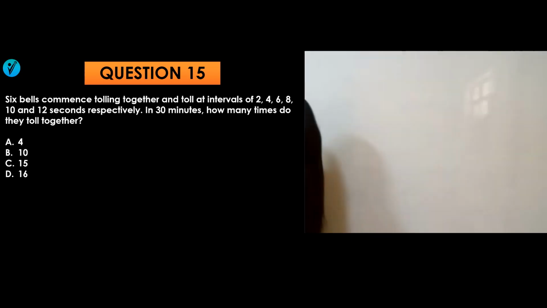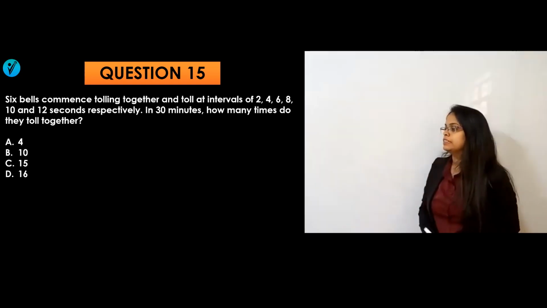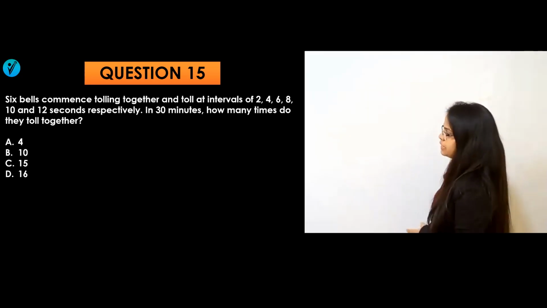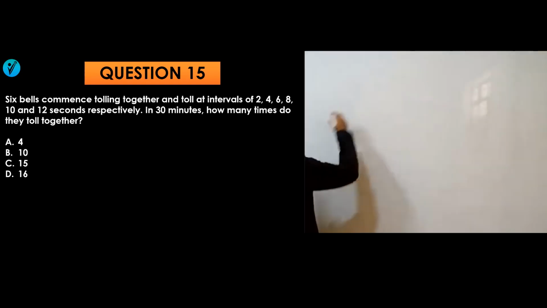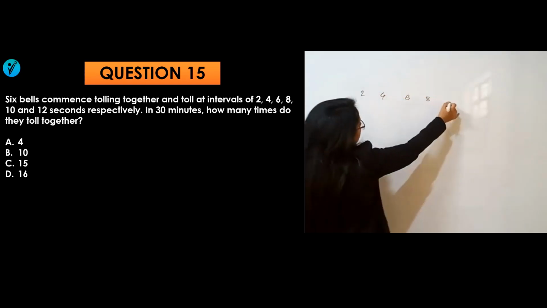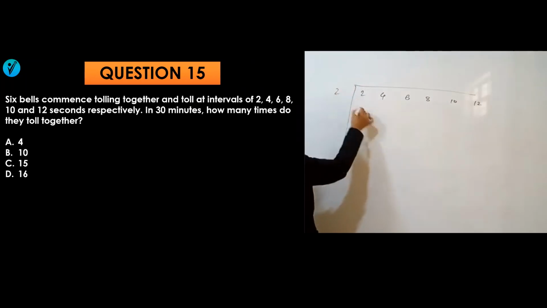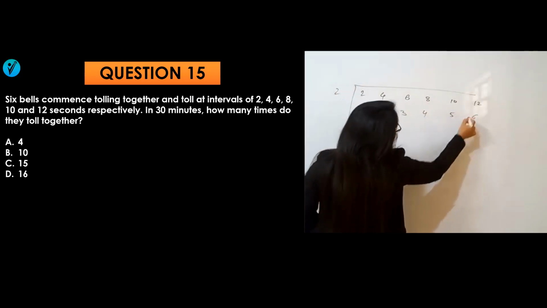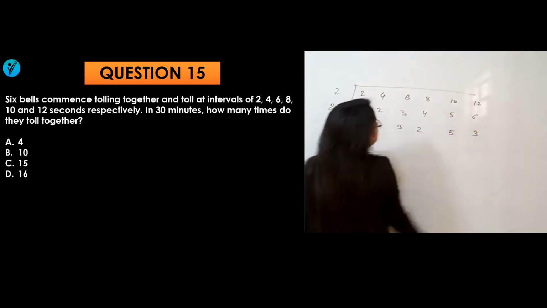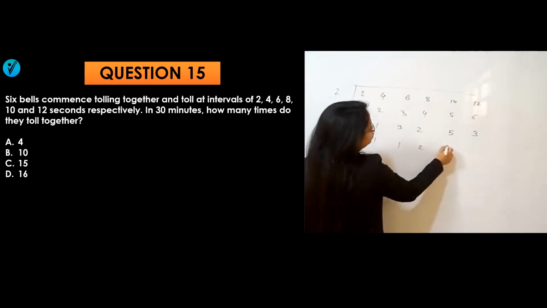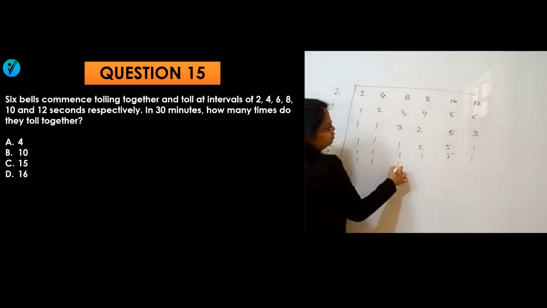What are they saying in this question number 15? 6 bells commence tolling together and toll at intervals of 2, 4, 6, 8, 10 and 12 seconds respectively. In 30 minutes, how many times do they toll together? So first of all, for such questions, what I do is find the LCM. 2, 4, 6, 8, 10, 12. If I divide all of them by 2, it will be 1, 2, 3, 4, 5, 6. If I again divide by 2, 1, 1, 3, 2, 5, 3. Then if I divide by 3, 1, 1, 1, 2, 5, 1. Then 2, 1, 1, 1, 1, 5, 1. And then 5, 1, 1, 1, 1, 1, 1.